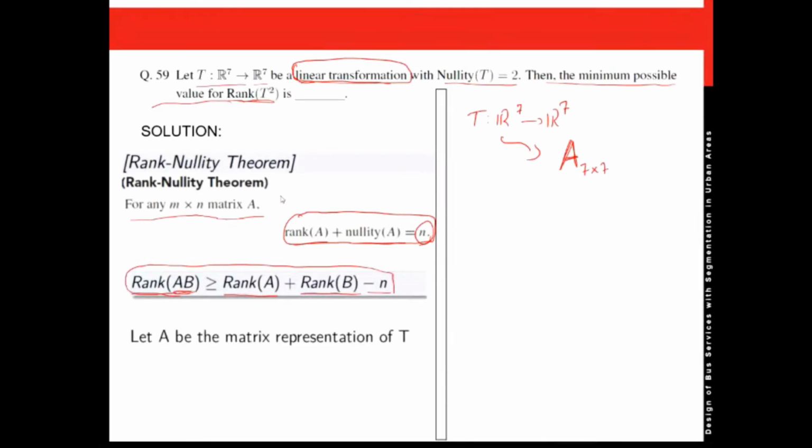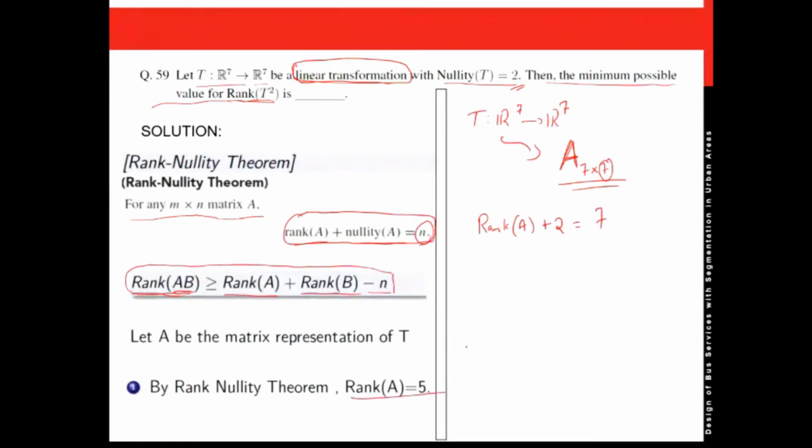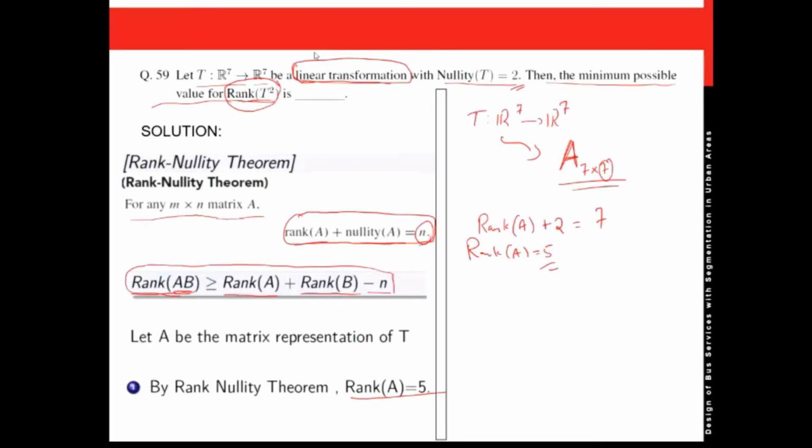So let A be the matrix representation of B. By the rank-nullity theorem, rank of A plus nullity, which is given as 2, equals the number of columns, which is 7. Therefore, rank of A is equal to 5. So what we want to do is find the minimum value of rank of A squared.